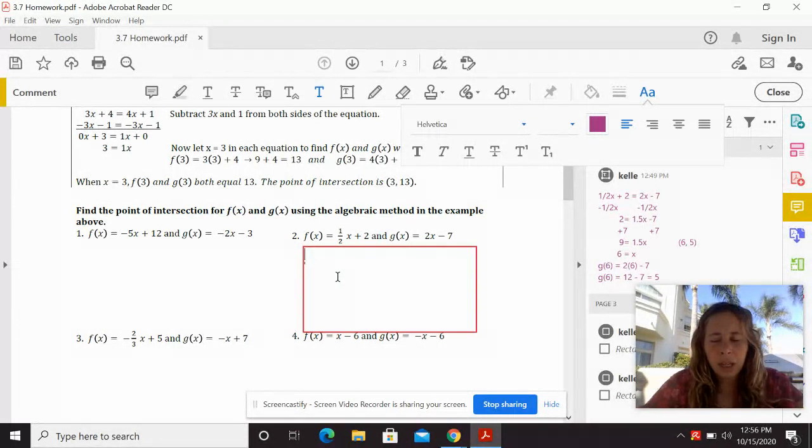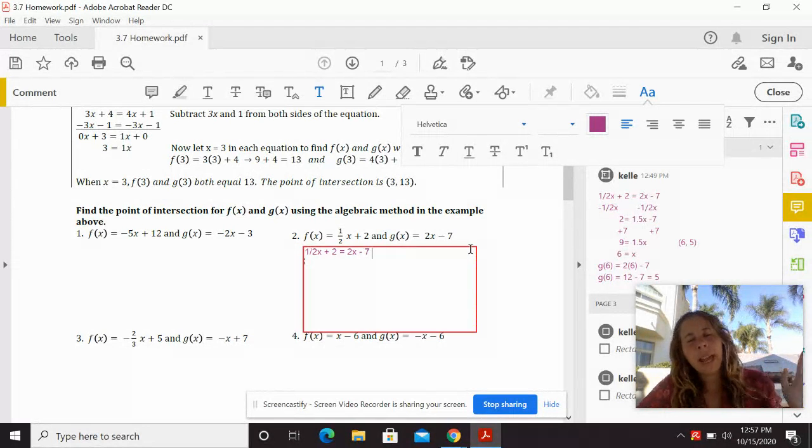Your first step is I'm going to put my two equations equal to each other because I'm trying to find the point of intersection. So I have 1/2 x plus 2 equals 2x minus 7. If you want, you can multiply everything by 2, and that gets rid of your fraction. I'm not going to do that, but you can.